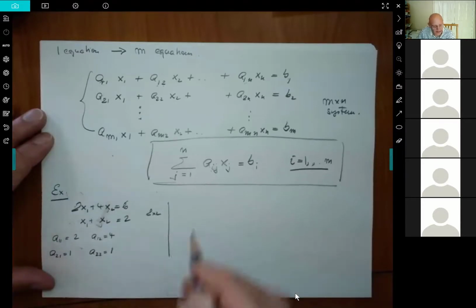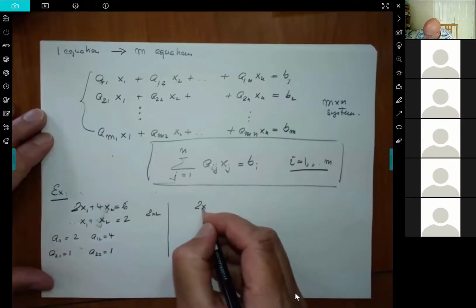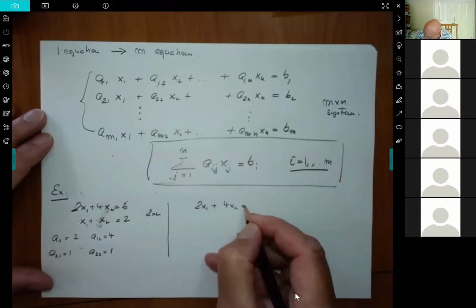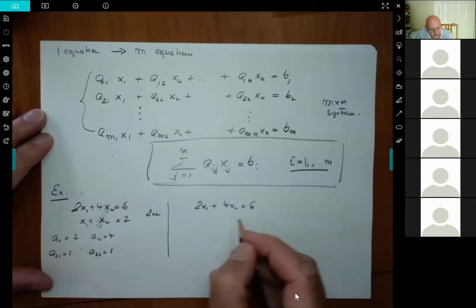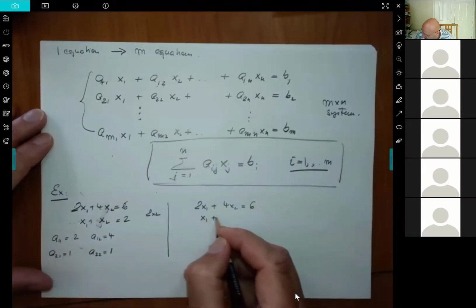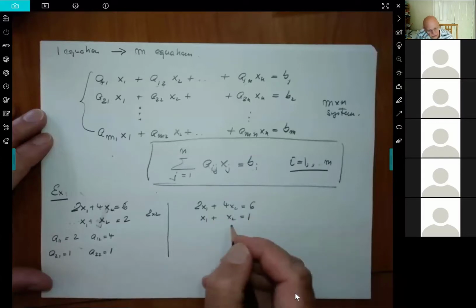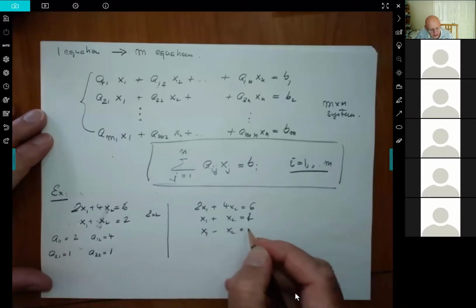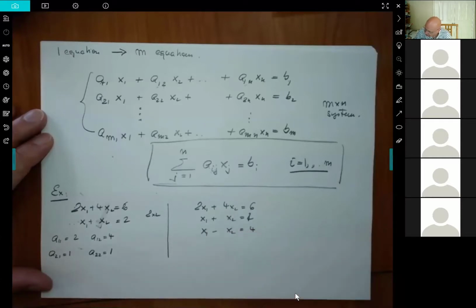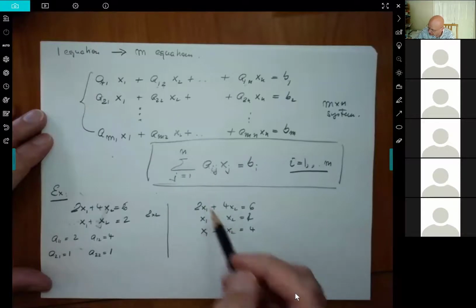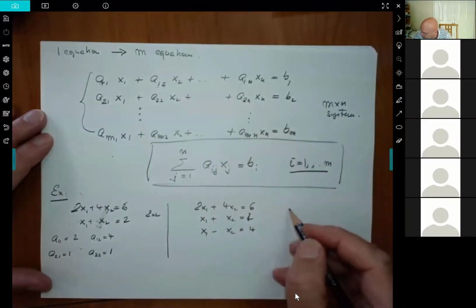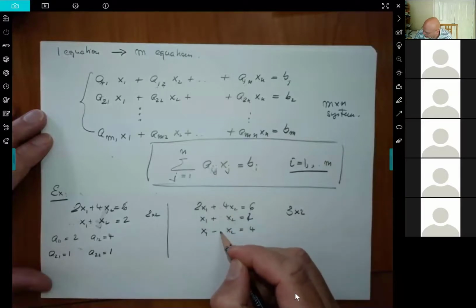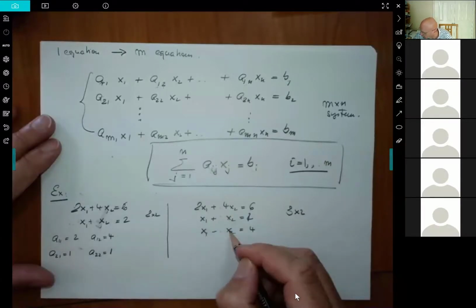And another example would be 2x1 plus 4x2, which is actually the same as before, equal to 6, x1 plus x2 equal to 2, and x1 minus x2 is equal to 4. So again, how does this fit in what we have here on top? This would be a 3 by 2 system because we have 3 equations or rows and 2 variables.